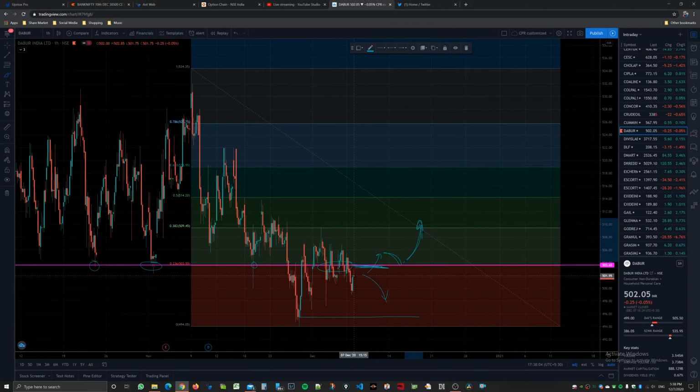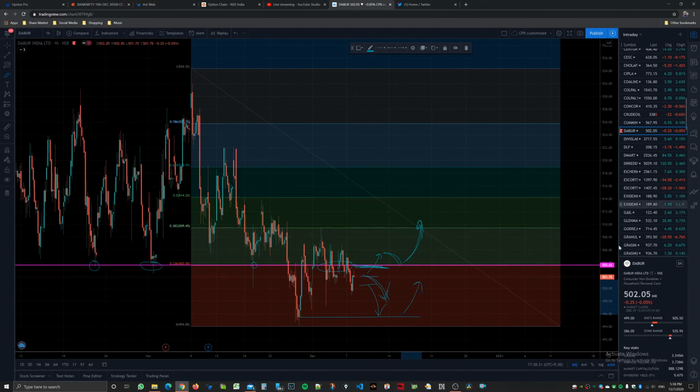Or if it is opening flat, you can see selling pressure coming down, and even if it is a gap down, you can see levels coming down till this region before it can do a jump back. So this is for tomorrow on Dabur India.